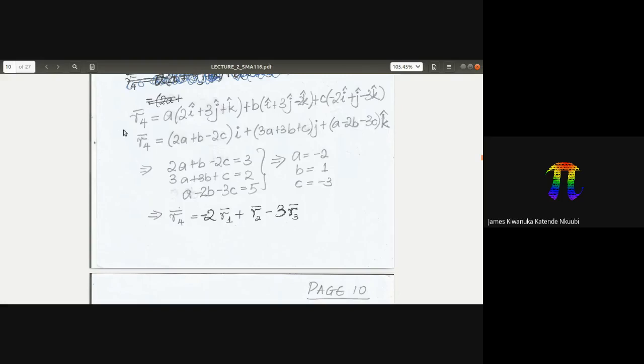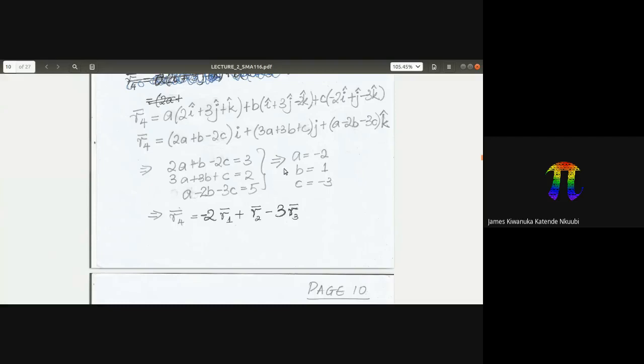So now we have the vector R4. And we know the first component of R4 is 3, right? So we can equate this to 3. The second component of R4 is 2, so we can equate this quantity to 2. And the third component of R4 is 5, so I can equate this component to 5. That gives me a system of linear equations here.